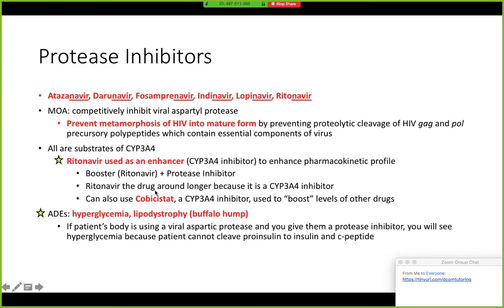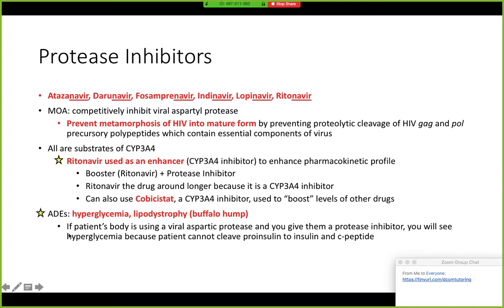And then also she mentioned this drug called cobicistat. It's also a CYP3A4 inhibitor used to boost the levels of other drugs. And two important adverse effects are hyperglycemia and lipodystrophy.